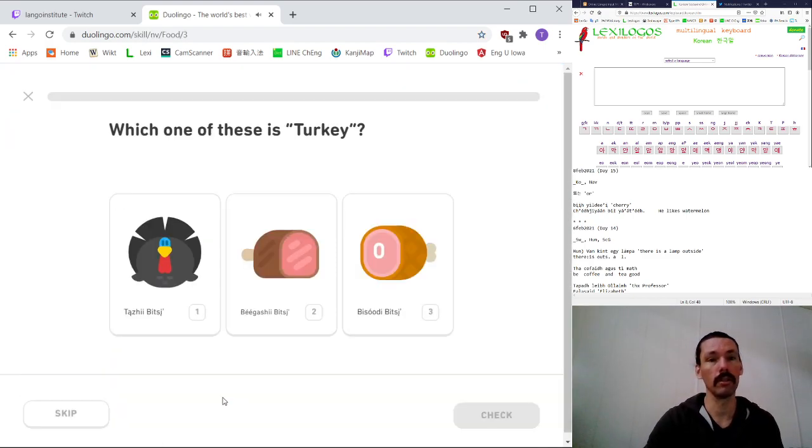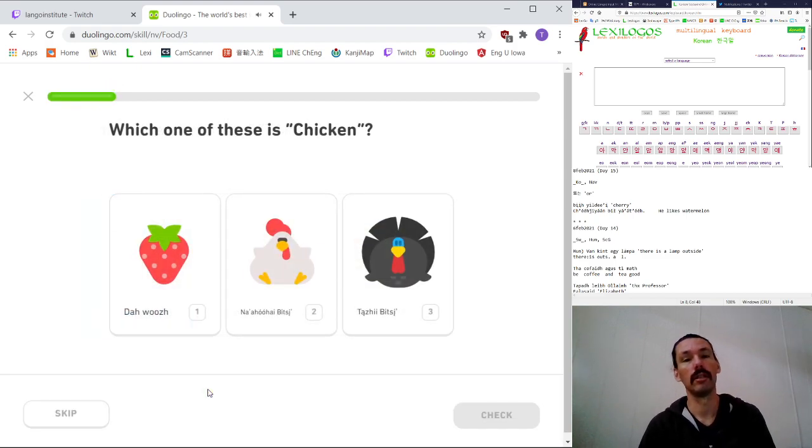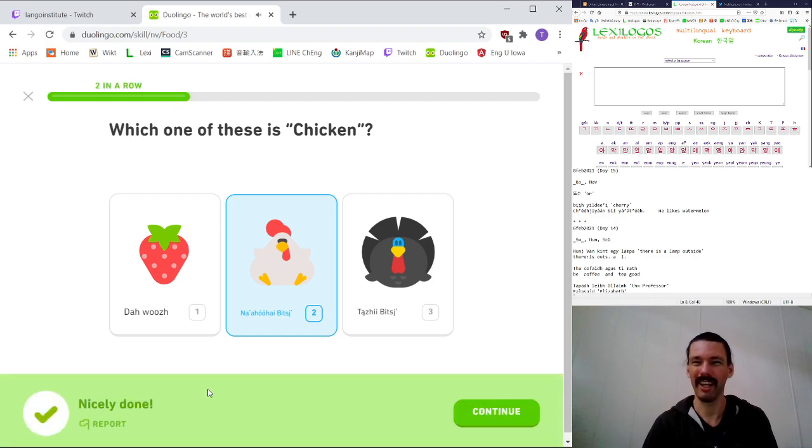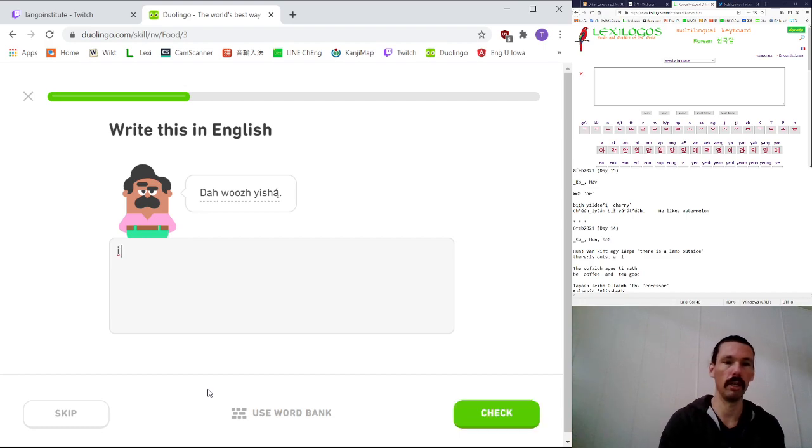Last one for the cycle. Turkey. No, biti. Chicken. The biti, I think, means meat. So showing us the animal seems not ideal. I am eating a strawberry.